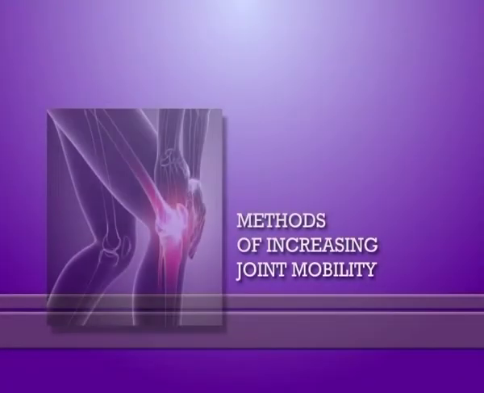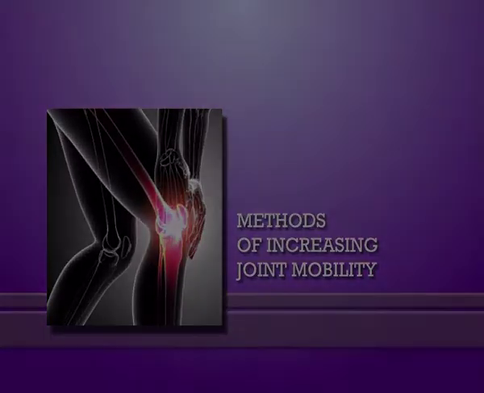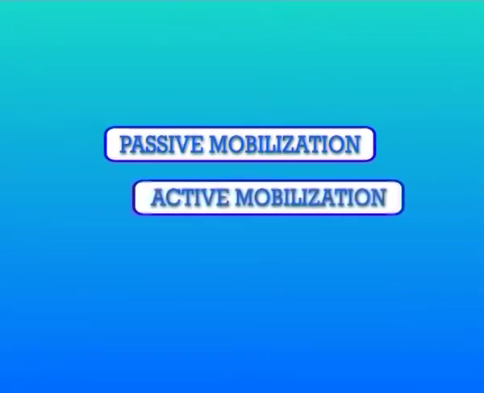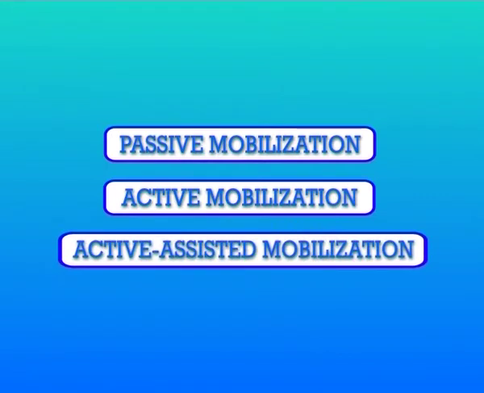Here next come the methods of increasing joint mobility. There are three types of joint mobilization. First is passive mobilization, the second is active mobilization, and the third is active assisted mobilization. Starting with passive mobilization, it is the movement within the unrestricted range of motion for a segment that is produced entirely by an external force and there is no voluntary muscle contraction.